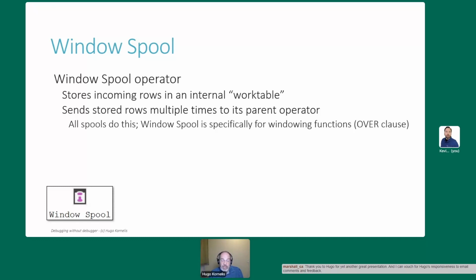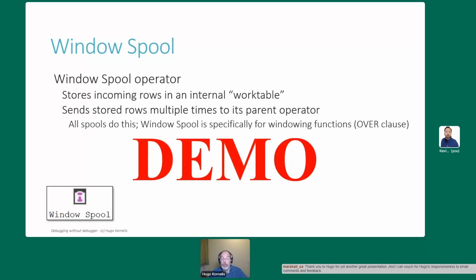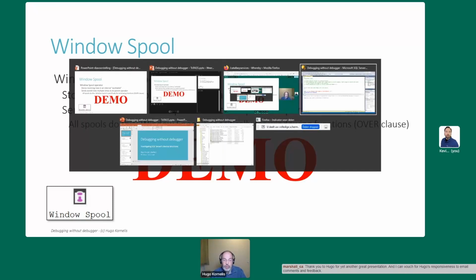The window spool is specifically meant to support windowing functions. The table spool, index spool, and row count spool are three other types of spools that also store rows in a work table and then send them multiple times, but they do it in a different context. We are going to focus on the window spool today. And let's first see what this window spool does in a demo. We will go into what exactly we are going to investigate in the debugger later. But let's first make sure that we all understand what the window spool does.